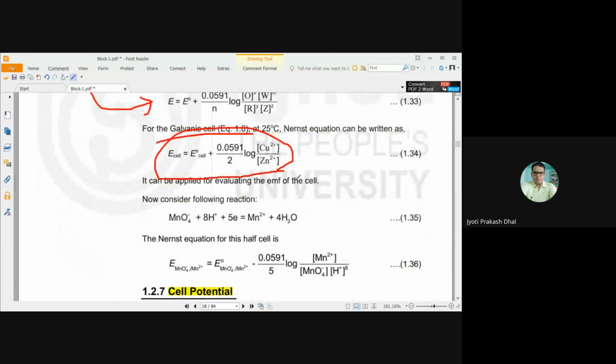And hence the Nernst equation for the above Daniel cell can be written as E cell equals E naught cell plus 0.0591 by 2 log of the concentration of the reactant, Cu2 plus, divided by the concentration of Zn2 plus. It can be applied for evaluating the EMF of the cell.